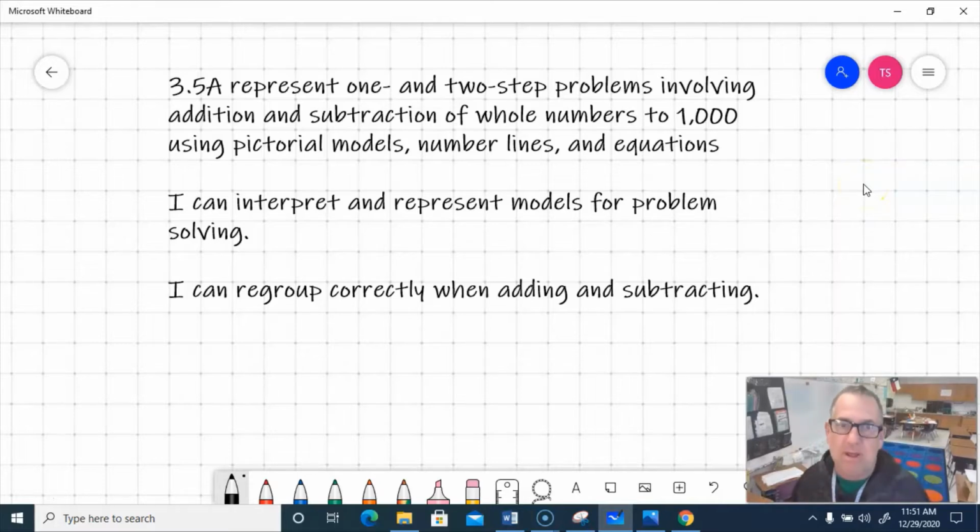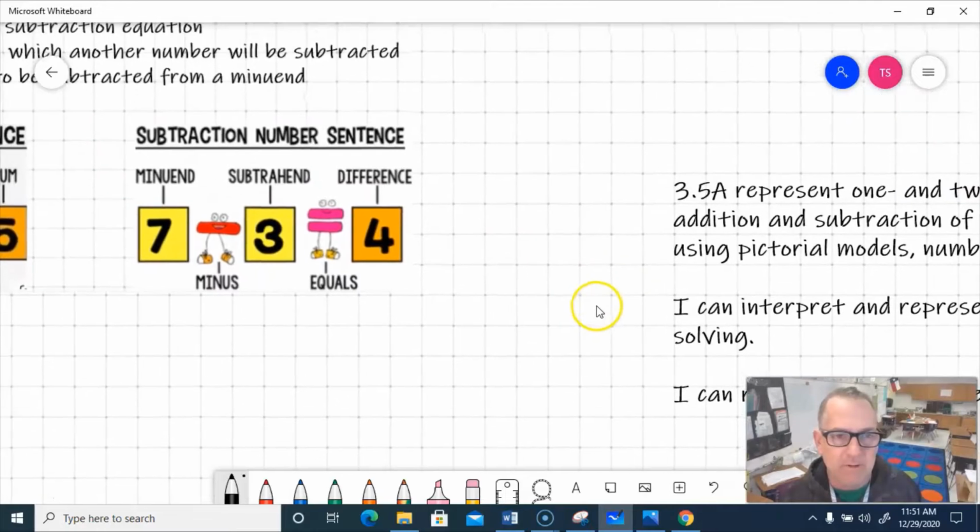And that's represent 1- and 2-step problems involving addition and subtraction of whole numbers to 1,000 using pictorial models, number lines, and equations. And what we want to be able to do by the end of the lesson is: I can interpret and represent models for problem solving, and I can regroup correctly when adding and subtracting. Go ahead, we'll go back to the vocabulary just a little bit.